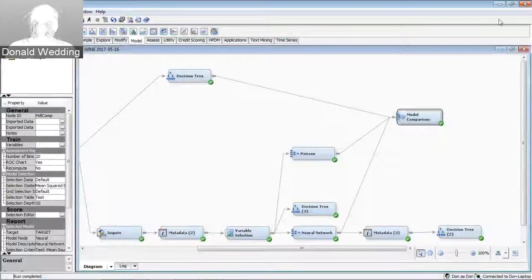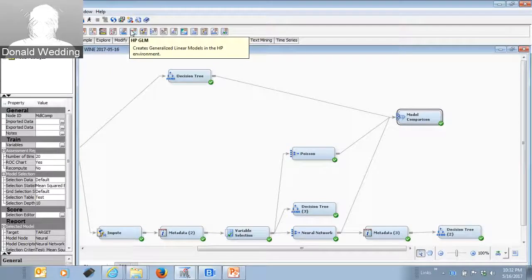One other one I want to show you real fast is this guy right here, high performance data mining. I don't know if you guys have access to this. It's my PC version of Enterprise Miner that I have because I worked at SAS. I don't know if you have this node in SAS on demand, but if you do, click on this. And hey Don, we do. Guys, you do. Good. High performance GLM.